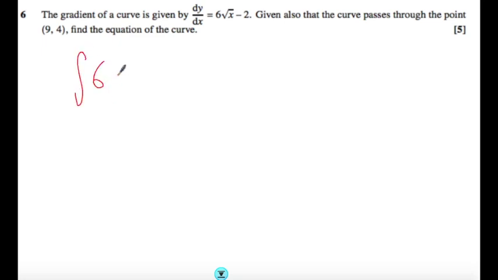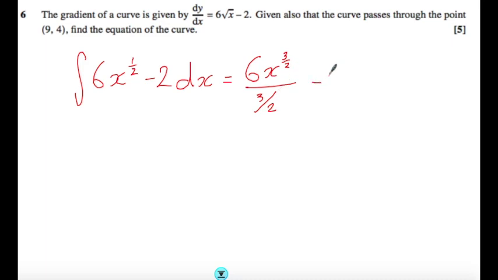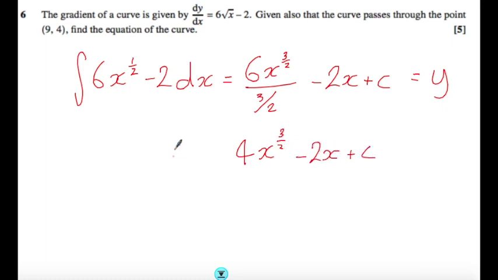So 6 root x is the same as 6x to the half, minus 2. We want to integrate it. So that's going to give us 6x to the 3 over 2 divided by 3 over 2, minus 2x, and then don't forget your plus c. And that's going to be the equation of our curve, but we can tidy it up, and also we can't leave this plus c here. So 6 divided by 3 over 2 is 4x to the 3 over 2 minus 2x plus c.